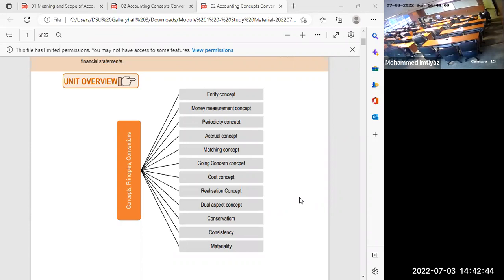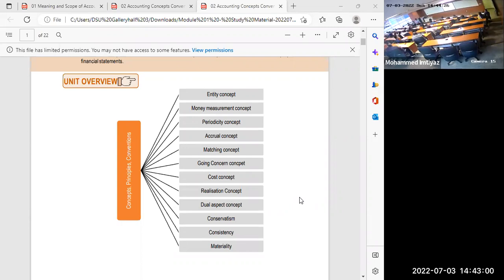You are allowed, but at least follow certain consistency. Be consistent for some number of years. Unless otherwise there is a pressing demand for you to change your accounting policy, don't change it. That's the meaning of consistency.